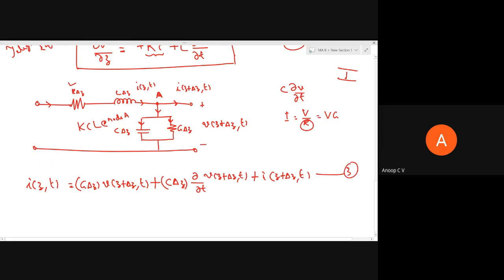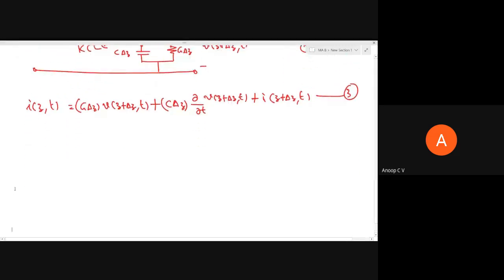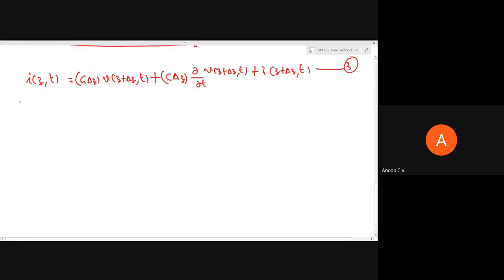Now again, I'll rearrange it. I have to divide with delta Z and apply the limit delta Z tends to 0. I'm going to do all the steps in a single line, since we have already done that; it's the same thing. I'll rearrange, divide with delta Z, and take the limit delta Z tends to 0, combining all these steps into a single step.